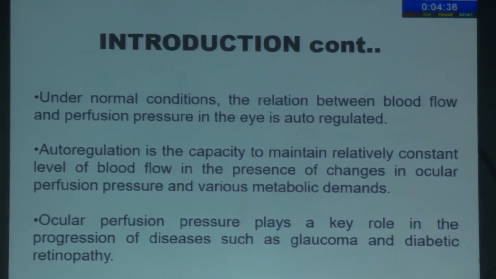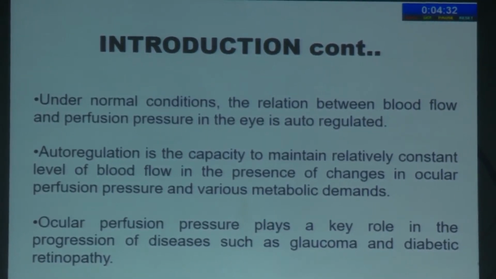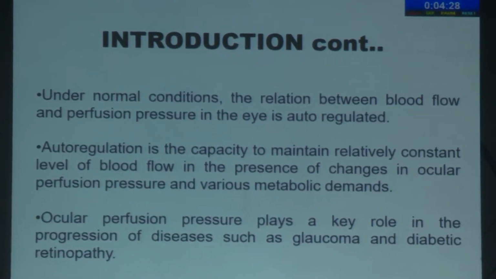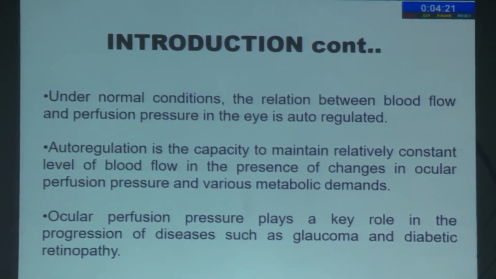Under normal conditions, the relationship between the blood flow and perfusion pressure in the eye is auto-regulated. Auto-regulation is the capacity to maintain a relatively constant level of blood flow in the presence of changes in ocular perfusion pressure and various metabolic demands. Ocular perfusion pressure plays a key role in the progression of diseases such as glaucoma and diabetic retinopathy.